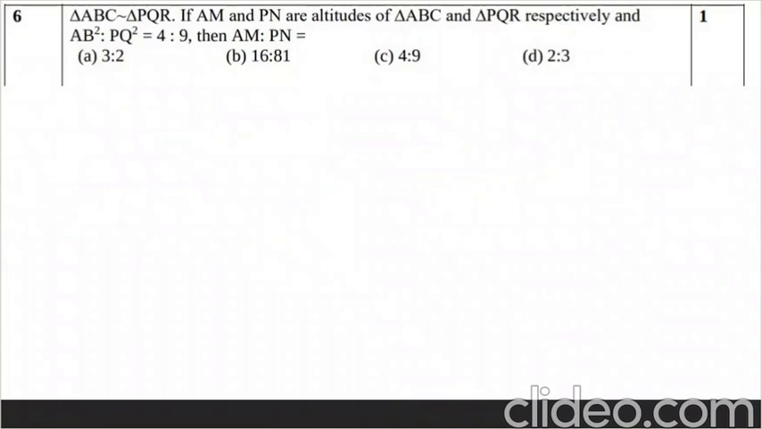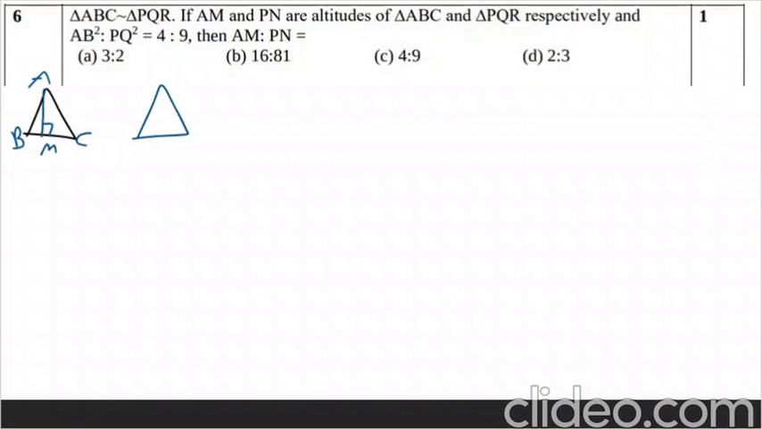So first, we can just quickly draw a rough diagram, isn't it? We'll go as per the letters, right? This is A, B, C. Then there is one altitude here, M, correct? One more triangle, PQR, and one more altitude, that is PN. That's given to us. This much is given. All right, now this is also making a 90 degree, right? So 90 degree. Now we have to find the ratios given to us.